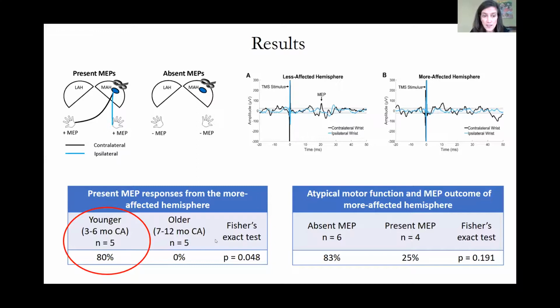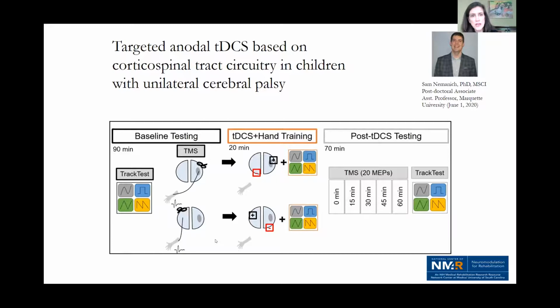So younger in this population was really important in terms of trying to look at whether we can elicit a motor evoked potential during this time of recovery and development. We also found that those children who had more atypical motor function had a greater prevalence of absent motor evoked potentials as well. And so this gave us a lot of information in terms of how we could integrate computational modeling to let us understand further. So we took this down.